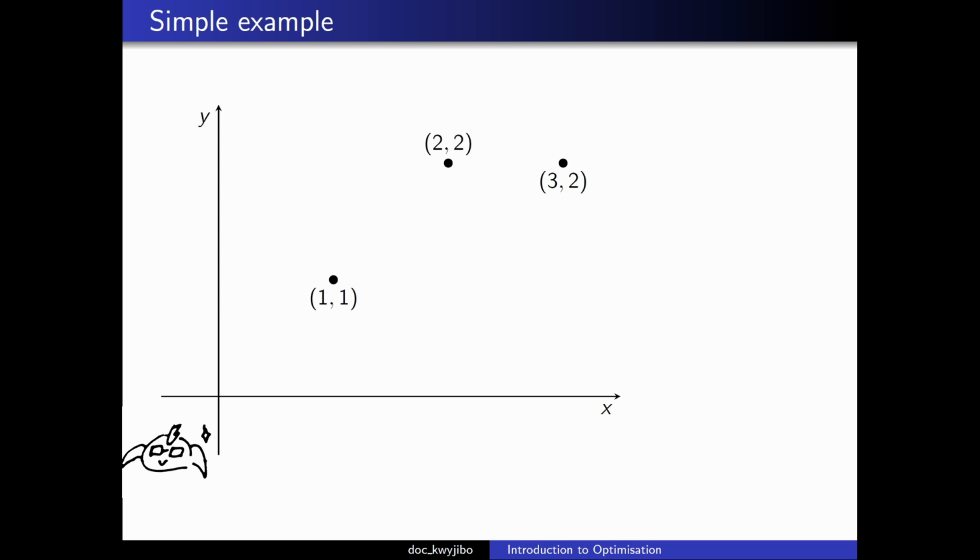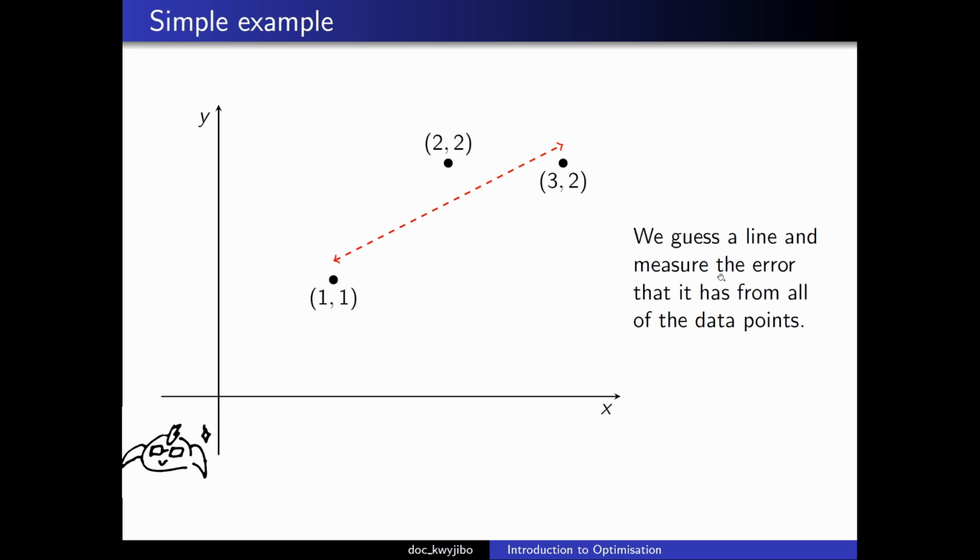Now, our simple example. We've only got 3 points. Points (1, 1), (2, 2), and (3, 2). You should be able to convince yourself fairly quickly that we can't draw a straight line that goes through all 3 of these points. If it goes through (1, 1) and (3, 2), it's going to miss that point (2, 2). If it goes through (1, 1) and (2, 2), it's going to miss this point (3, 2). And if it goes through (2, 2) and (3, 2), it's going to miss (1, 1). So we're going to have to estimate them somehow.